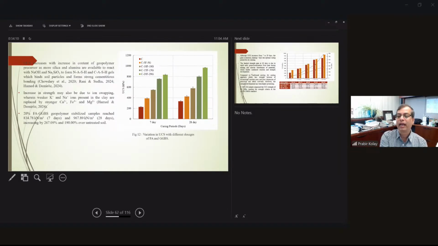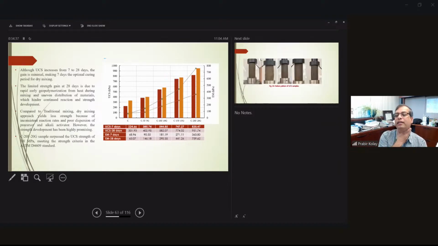This is the UCS strength again for 7 days and 28 days. You see not much of a difference in the strength between 7 days and 28 days. In some of the cases, some combinations have almost the same value. In these combinations, 15% fly ash, 15% GGBS is a little bit more, and 20% is a little bit more, but not much difference. Okay.